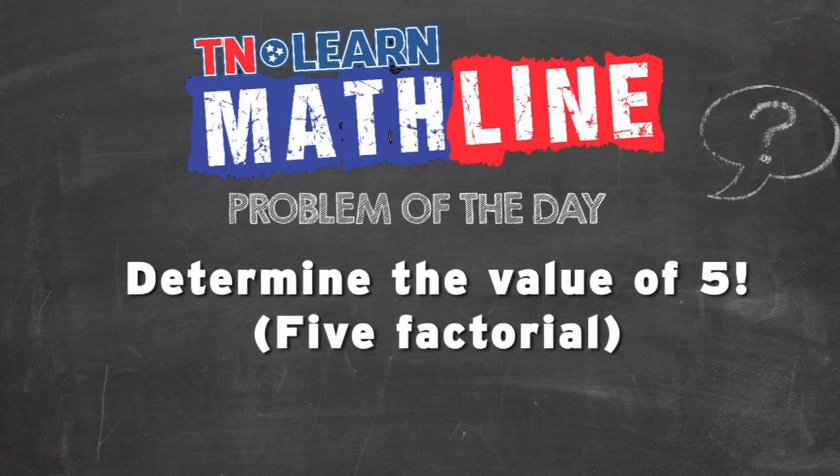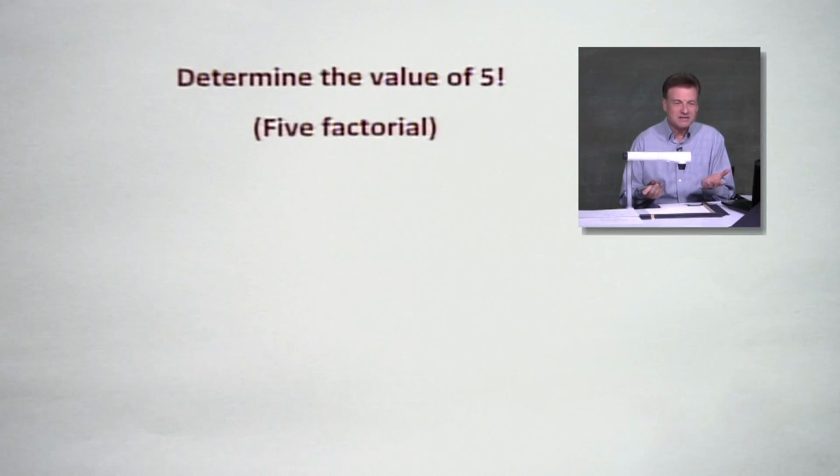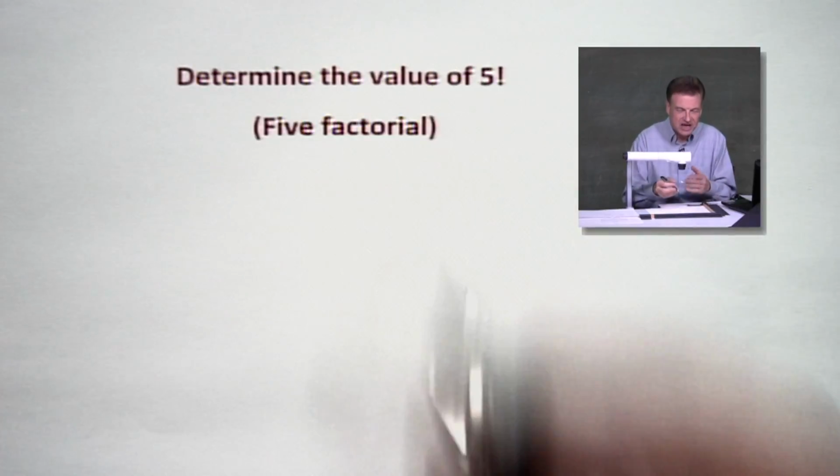We're going to determine the value of 5 with an exclamation point. That's 5 factorial, folks, all right? So we're going to determine the value of 5 factorial, and that's what that little 5 with the exclamation mark is. So let's take a look at this thing. What does it mean? That's really what it's about. What does it mean? What is this notation about here?